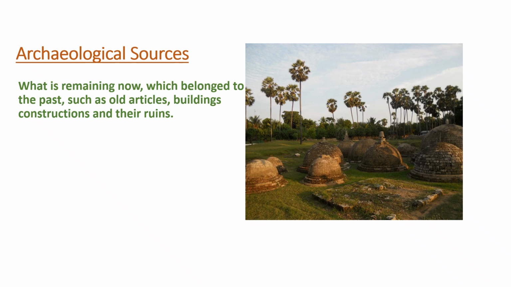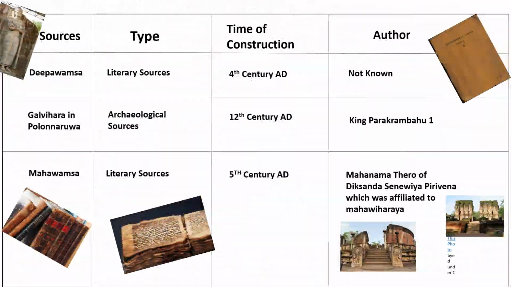Now we know what literary sources are. Now we move on to archaeological sources. What is remaining now, which belongs to the past, such as old articles, buildings, constructions, and their ruins, are called archaeological sources. Now we know what literary sources and archaeological sources are.